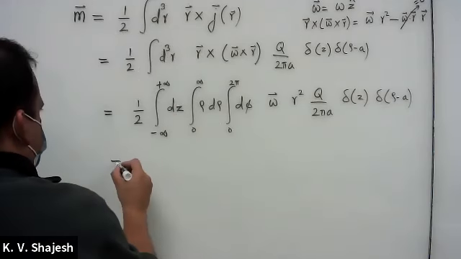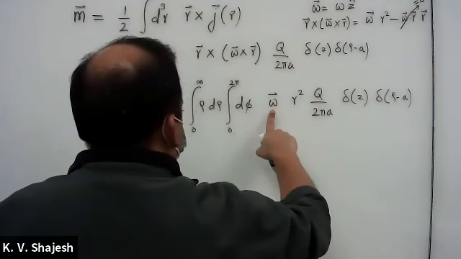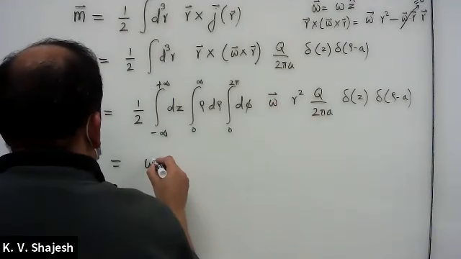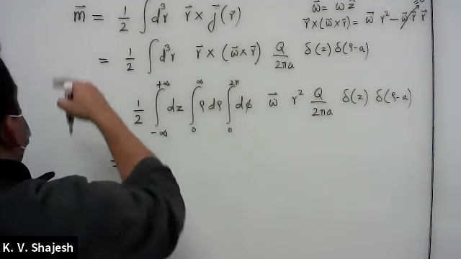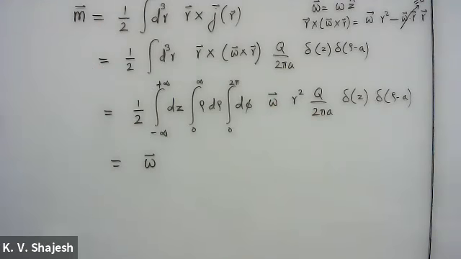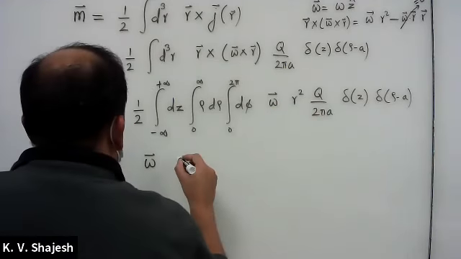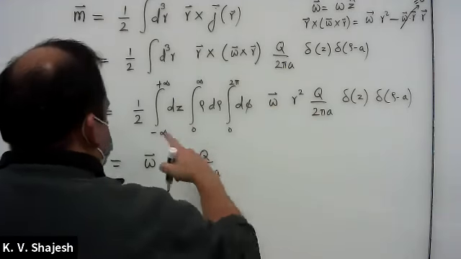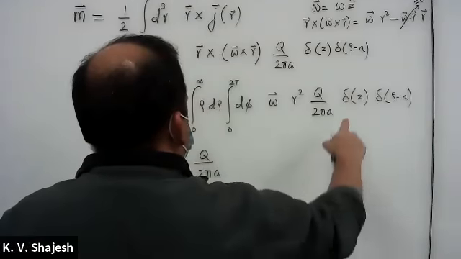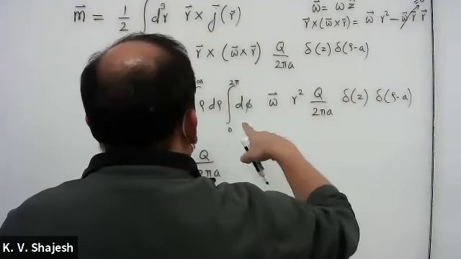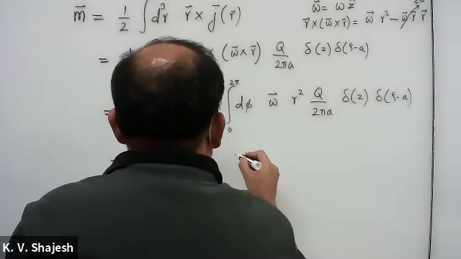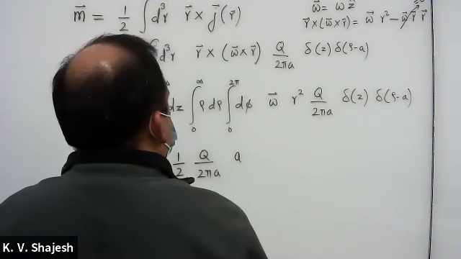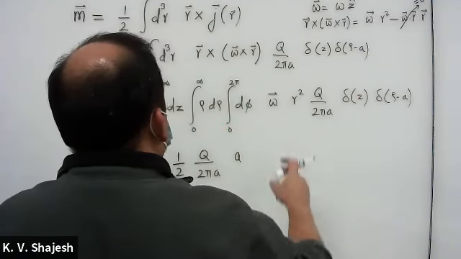Evaluate the integrals. Notice that these are all constant. Omega is a constant vector. Q over 2 pi is constant. So that's omega. So apparently the direction of the magnetic moment is in the direction of omega, which is because of the rotational motion. That's clear. 1 by 2 times q over 2 pi a. The z integral is gone, and the rho integral replaces rho with a. That's coming out from here, this rho, and the r also, right?